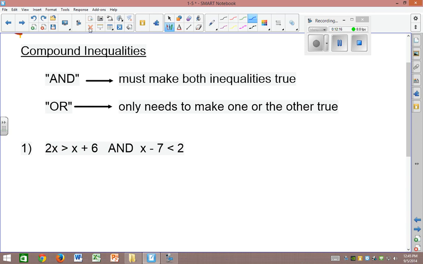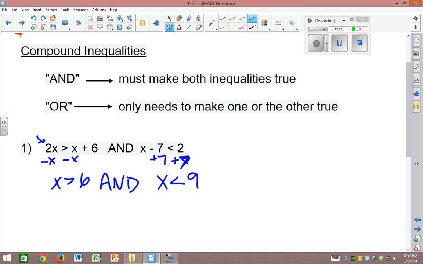Alright, here we go. What we're going to do is solve each of them individually. Just pretend they're individual inequalities that we've been solving, and then find our solution set from there. Let's focus on this one. Let's move that x to the other side. So that's x. That was easy. Then move the 7 to the other side. The word in the middle is and. And x is less than 9.